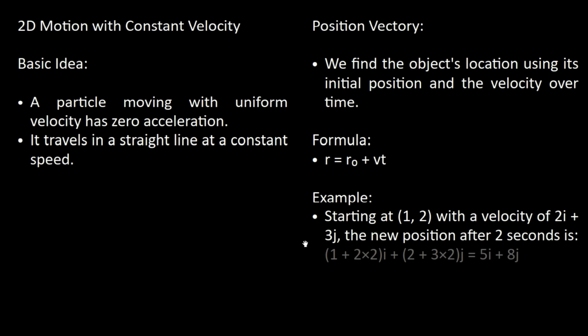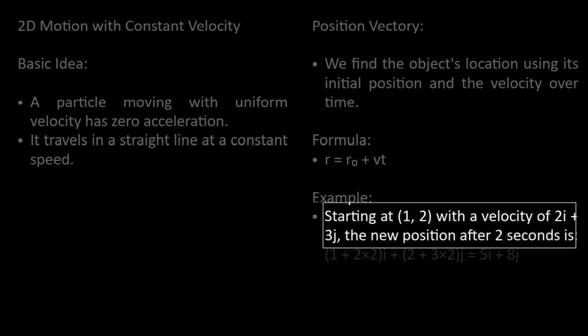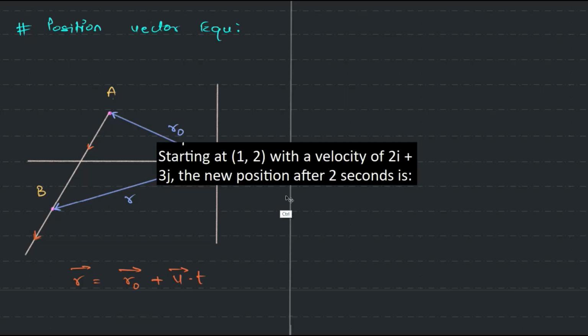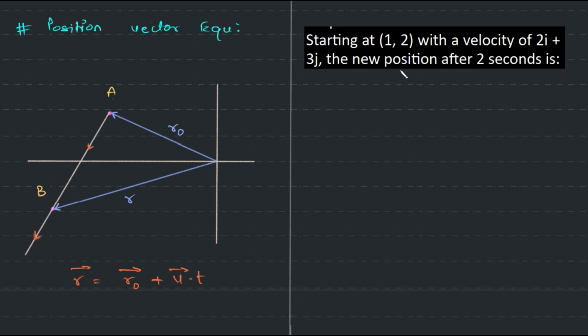So let's have a look at one question. So we have a particle moving in this manner. So the particle starts off from 1, 2, somewhere over here, and it has a velocity of this. So you can see it's not varying, it's fixed. The acceleration is 0 over here. Find the new position after 2 seconds.